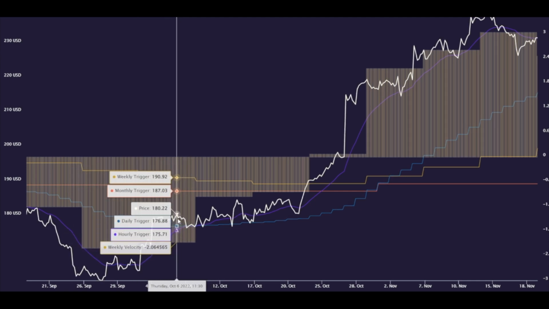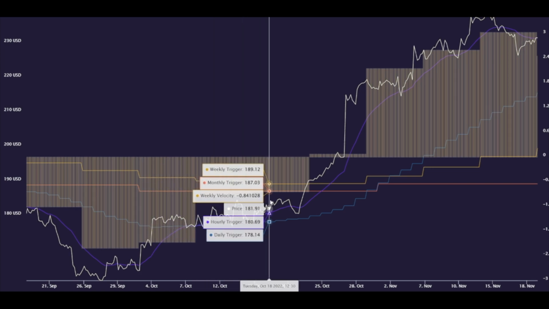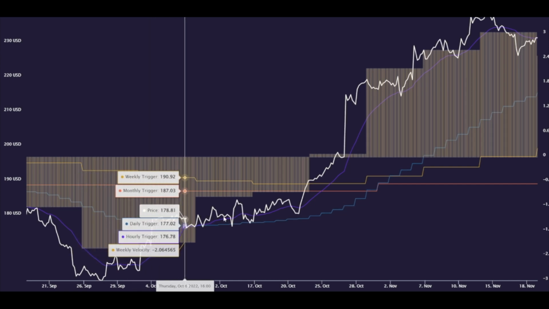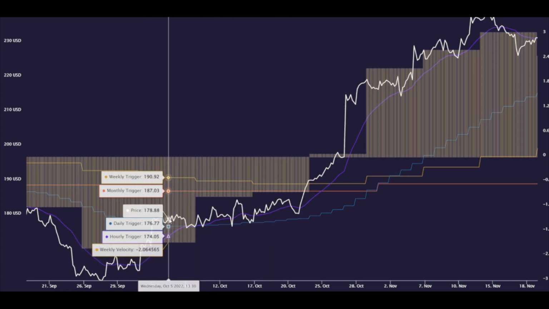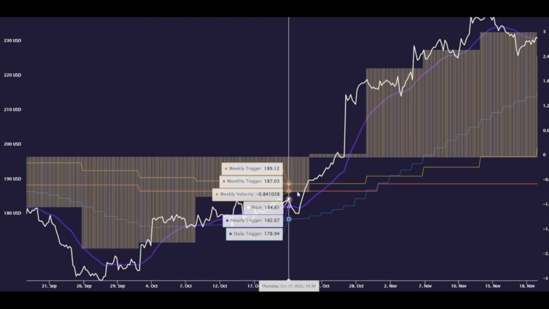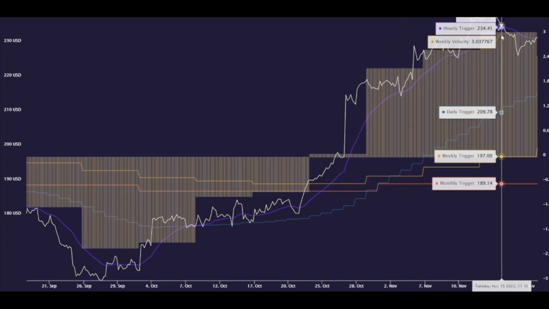The negative weekly velo was -2.06. And then over here, it was -0.5. And over here, it was -0.8. So you could see that even though price was only drifting sideways for 3 weeks, on the macro side of things, the negative weekly velocity was repairing each and every week, allowing for the possibility of price to break above the 2 trigger cluster and explode to the upside.